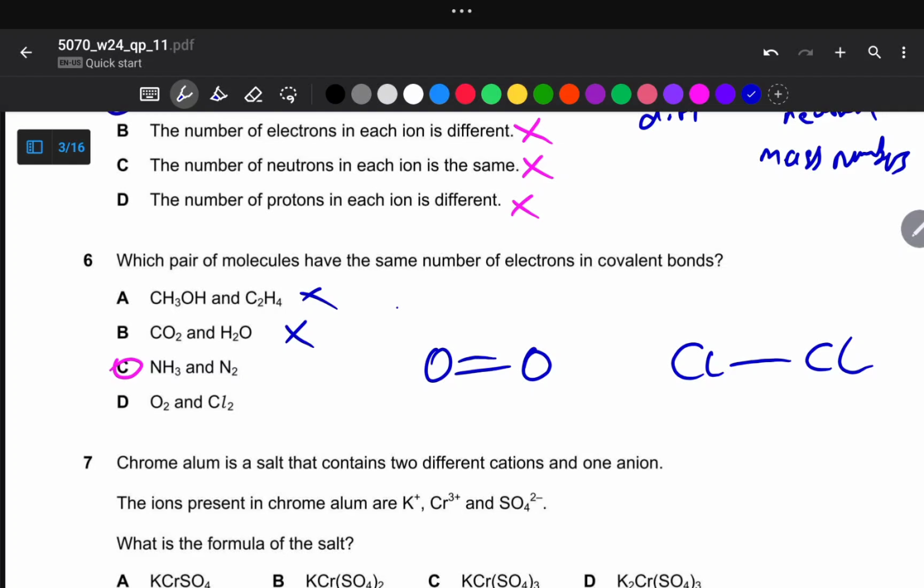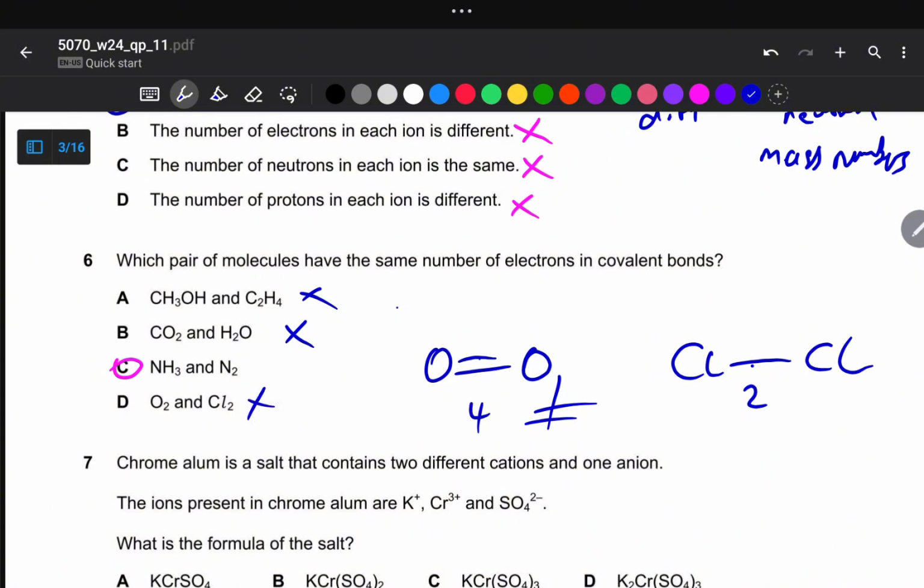So if you haven't seen or checked on my playlist, I've posted a video to show the bonding, the dot and cross. So you are being frequently examined to draw the dot and cross diagrams for chlorine, for oxygen, for carbon dioxide, ammonia, methane, ethene. So you need to go and watch that video. So you've got 2 electrons here, and then here 4 electrons. So this is not equal to each other. So this becomes false. Are we together, guys?